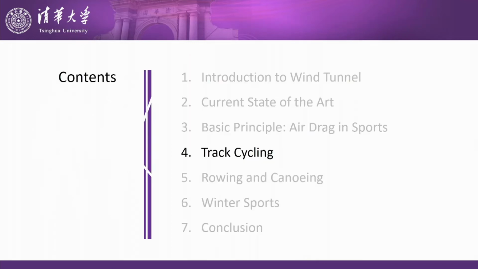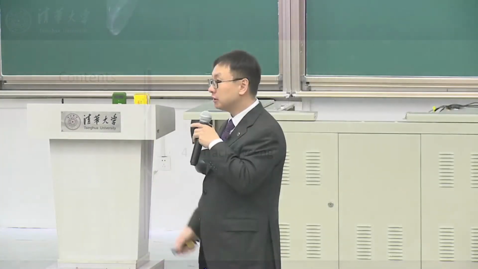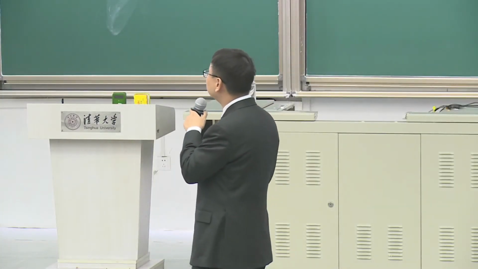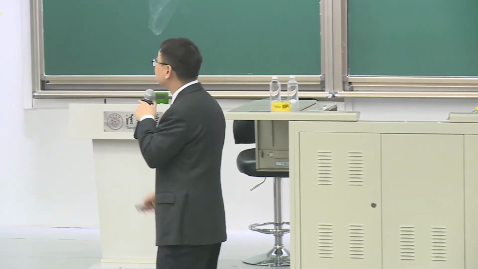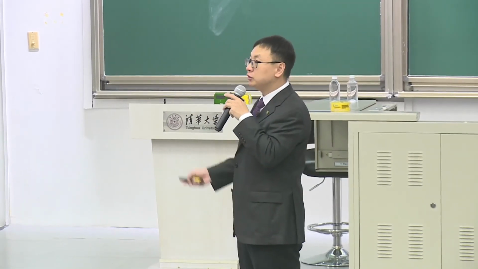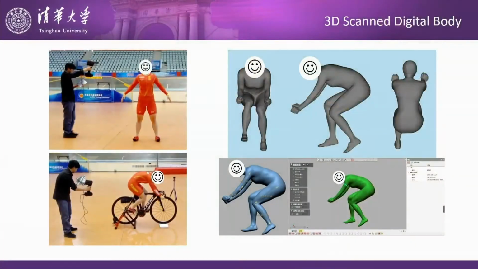Now, that is the basic principle of the air drag. Let's go to the first example, track cycling. First, we do the 3D scan and build the 3D digital model of the athlete. By this model, we can do gesture change by computer. We can save a lot of time for athletes.